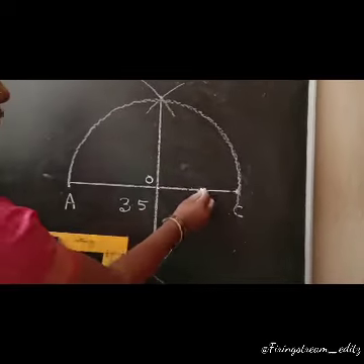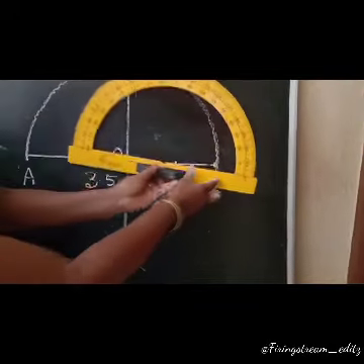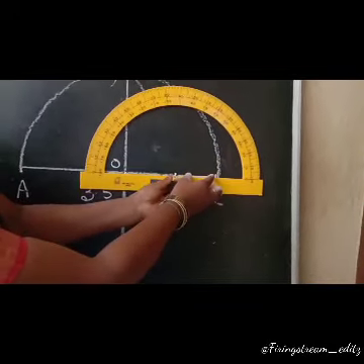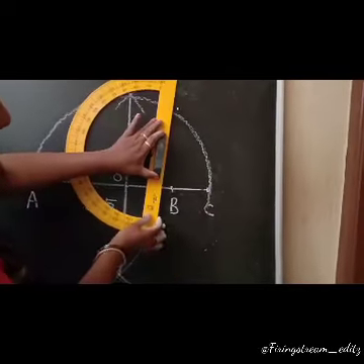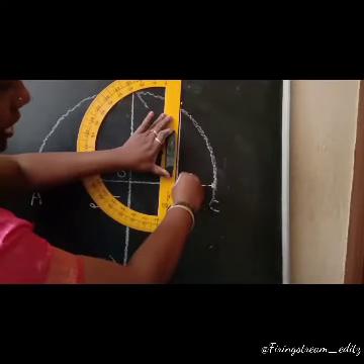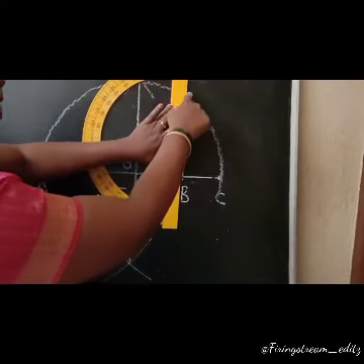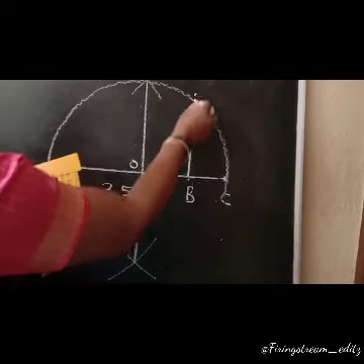Now keep it on B 90 degree perpendicular to B. You have to take a line. Take 90 degree. Join these 2 points. This line has to be drawn till the semicircle. It should not come till here. Till the semicircle, draw this.